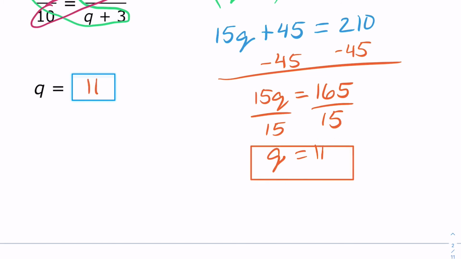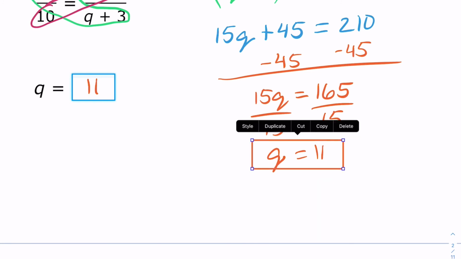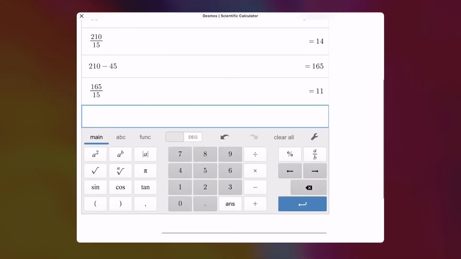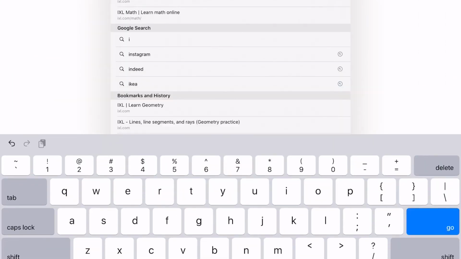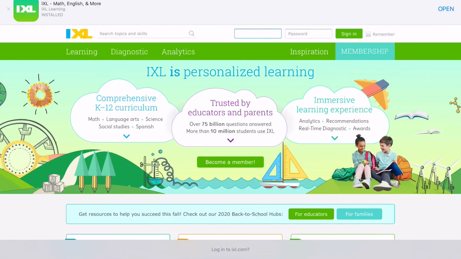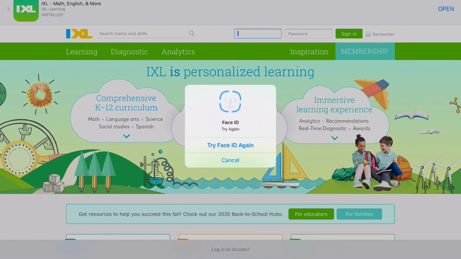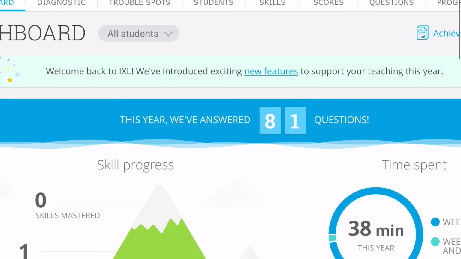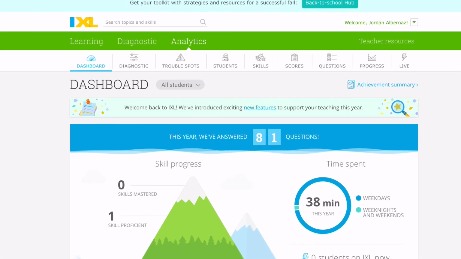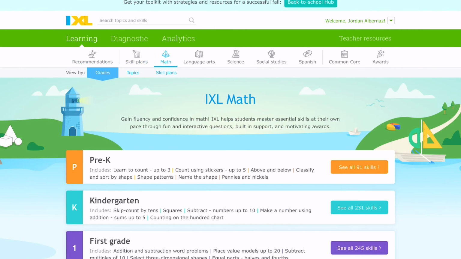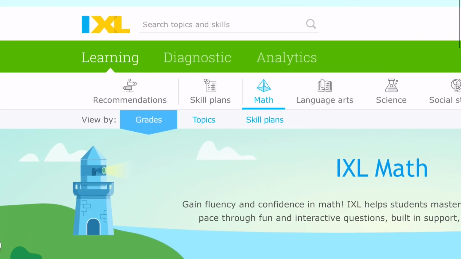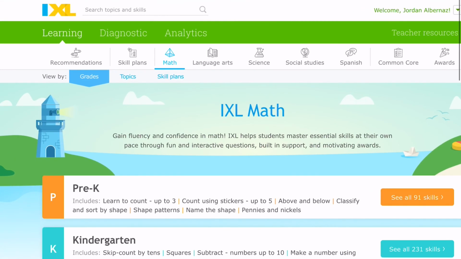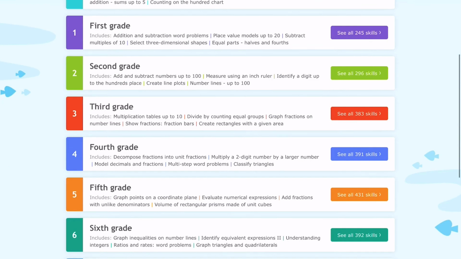And that's it. So you have enough information now. You're just going to go to IXL. Okay, make sure you log in every time. We're going to log in to IXL. Looks like some students are already working. Look at that, 81 questions already done. Your screen looks different than mine, but under learning, you should find the math tab, which is right here. And you're going to go to geometry.